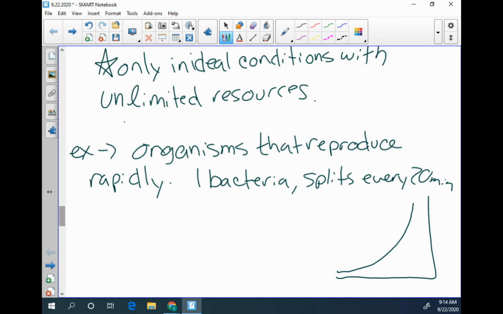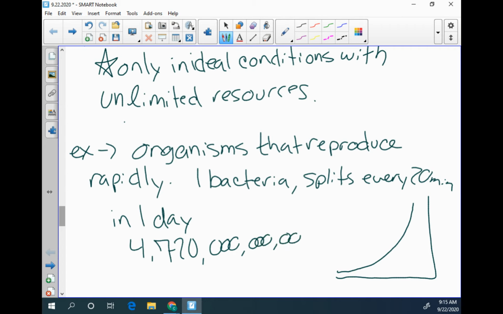In one day, that one bacteria can become 7, 2. That many. I don't even know how to say it. One bacteria can turn into that many bacteria in one day.